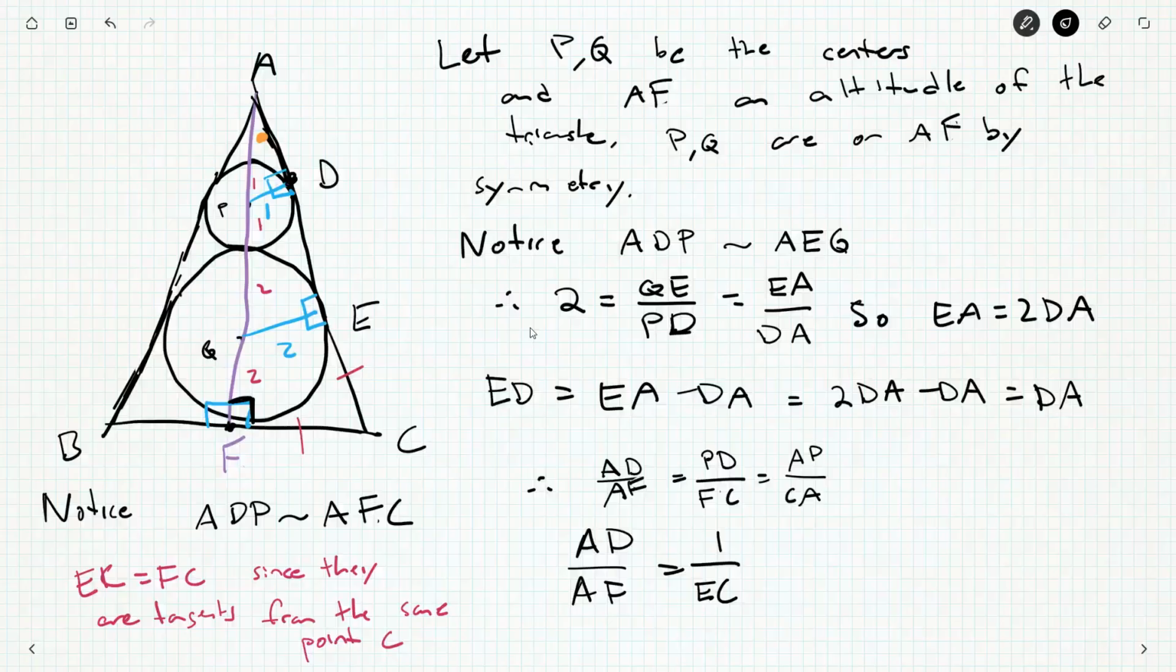So I suppose we could focus on AC. AC is just AE plus EC. That's nice and true. What can we do here? Genuinely don't know.